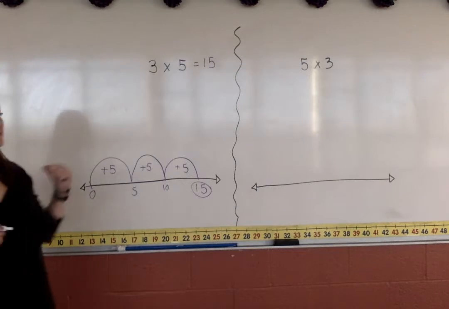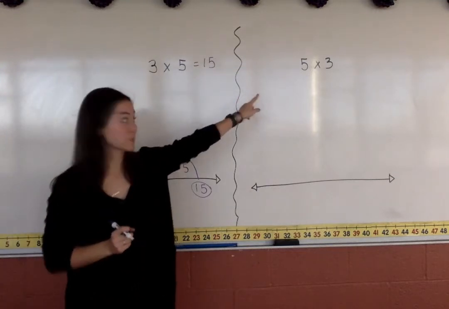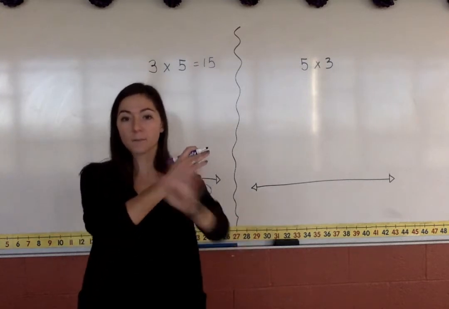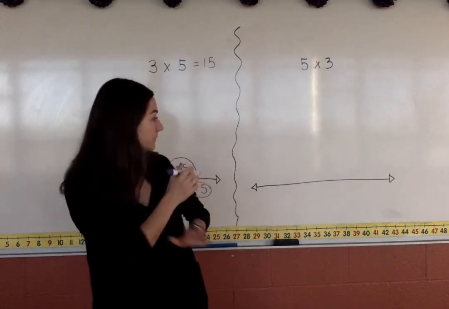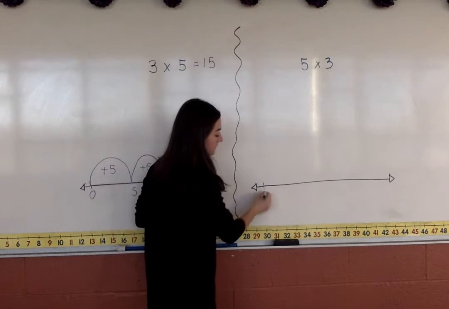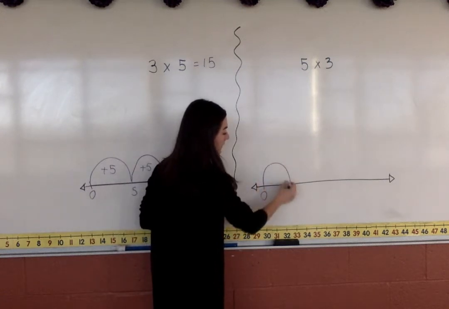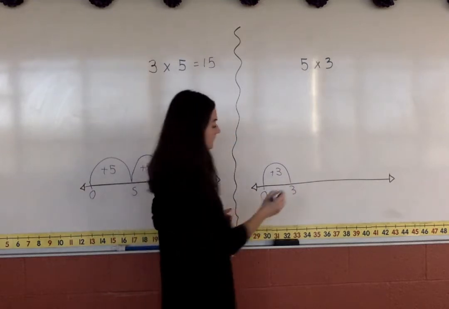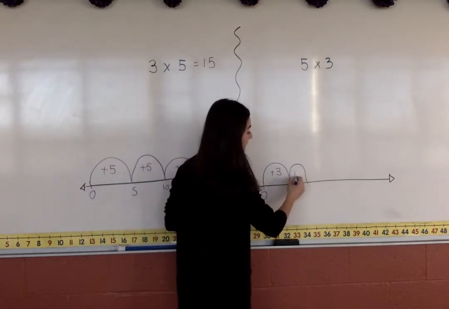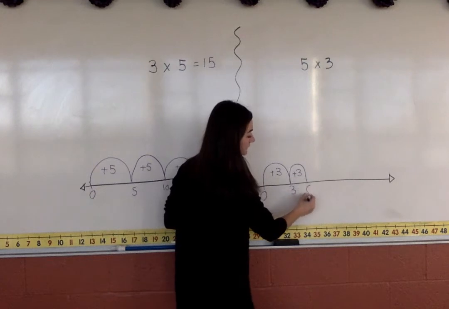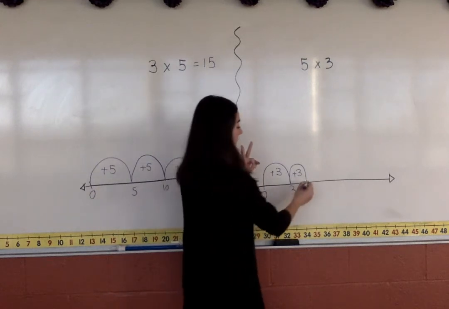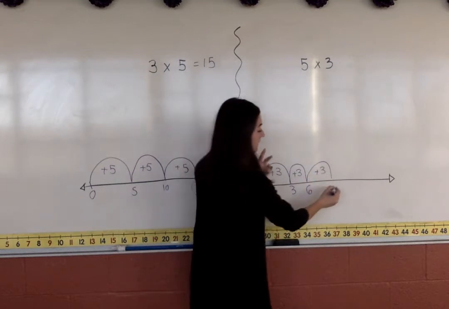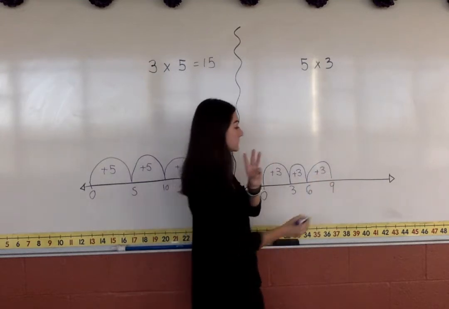Okay, now let's explore 5 times 3. So with 5 times 3, I am now going to take 5 hops of 3. Starting at 0, I'm going to take 1 hop of 3, and I'm going to land on 3. I'm going to take another hop of 3, going to land on 6, that's 2. I'm going to take a third hop of 3, and I'm going to land on 9, that's 3 hops.